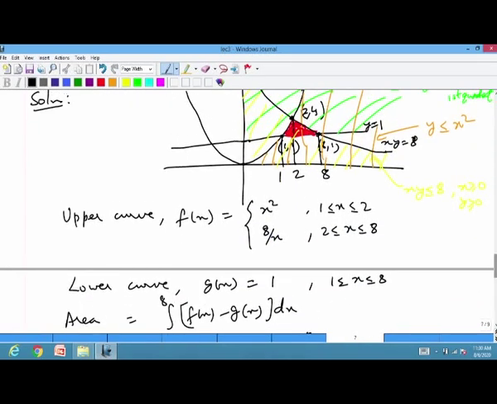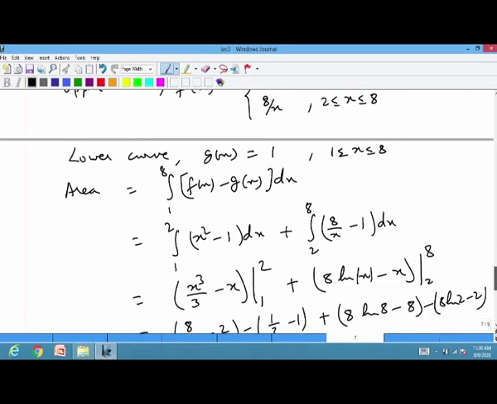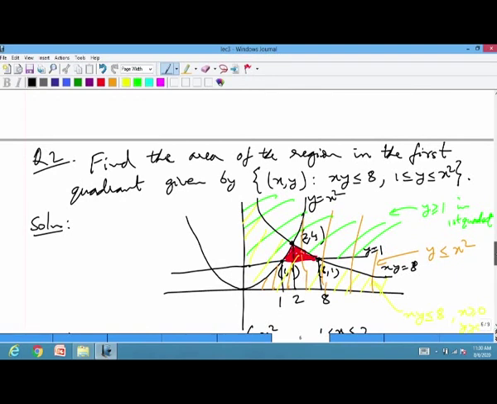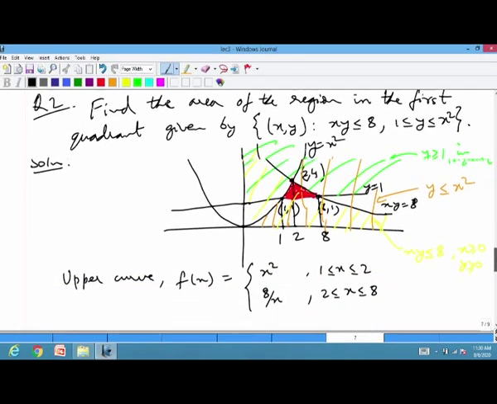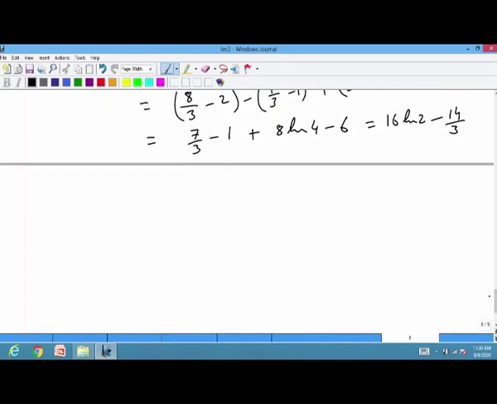Now, here note that because this upper curve was different in different intervals, from 1 to 2 and 2 to 8, we had to calculate this area by splitting it into sum of two integrals. This problem can also be done in another way. So, let's write another way.